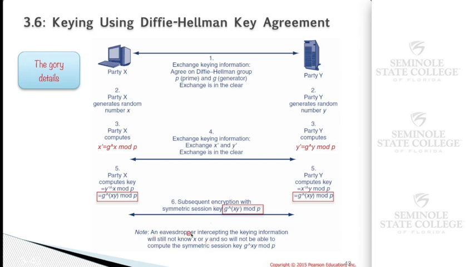Now remember, an eavesdropper intercepting the keying information, which is in step 1 and step 4 here, would obviously come to know what is p, what is g, what is x prime and y prime, but they don't know x or y, and that is important, right? So they cannot really back calculate x or y from the information that's provided. Even if they were trying to do that, it's going to take an enormous amount of time, and if you read the mathematical details, you'll see that.